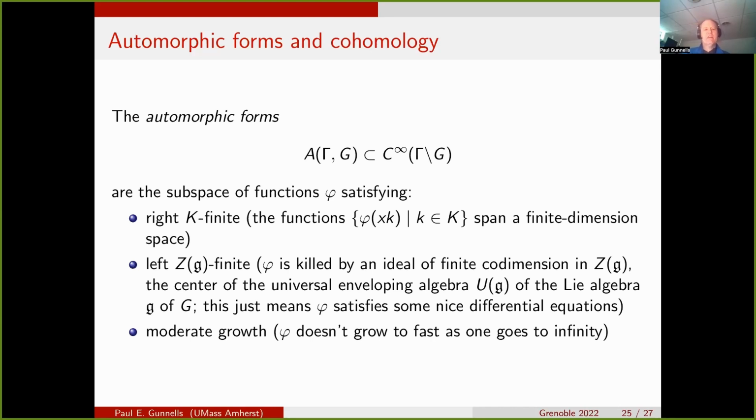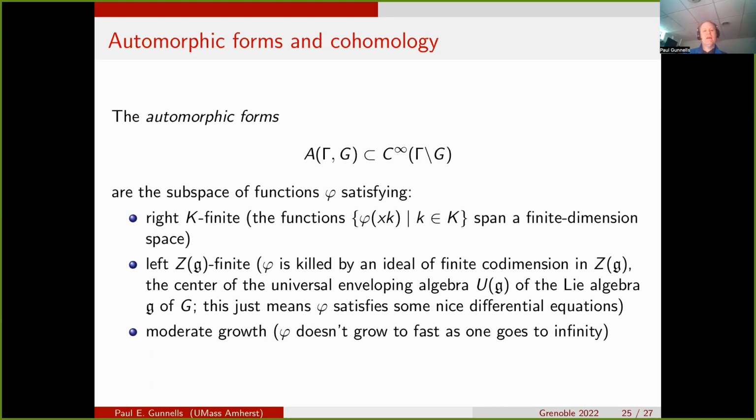And they're left ZG finite. So this Gothic G is the Lie algebra of G, and ZG is the center of the universal enveloping algebra. If you haven't seen that before, you can just think of it the following way. There's a nice collection of differential operators on these functions. In fact, they're the bi-invariant differential operators on G.